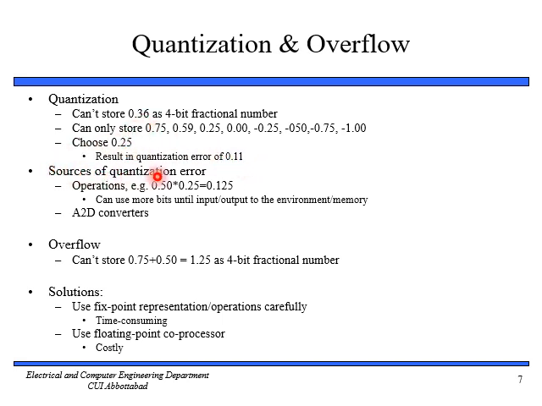Sources of quantization can be multiplication. If you multiply 0.50 by 0.25, you cannot represent 0.125, so you have to round off. So 0.50 into 0.25 is equal to 0.12. We can use more bits for the input and output to the environment and memory. So we have to use more bits if we want to get rid of this error.